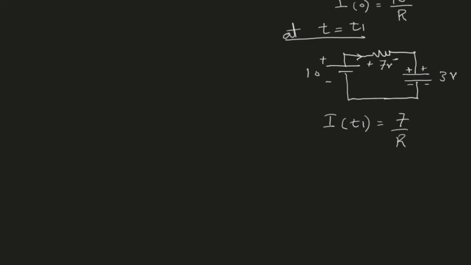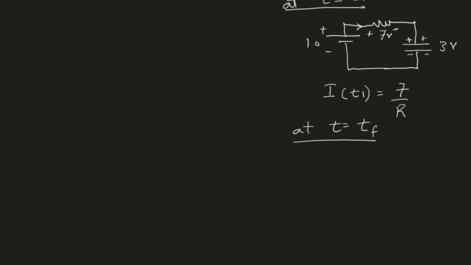After some time, the capacitor voltage will reach, let's say, 8 volts. Then the voltage across the resistor will be 2 volts, which will mean the current will be very small. And a time will come at, let's say, t equals some final time, tf maybe, and at that point, the capacitor has reached the voltage of the supply, which is 10 volts.